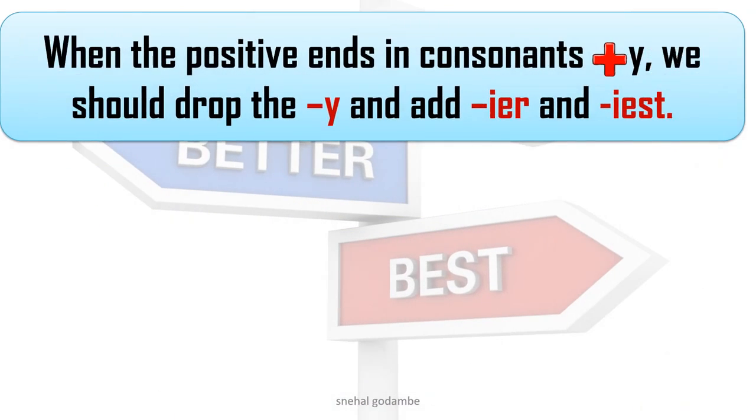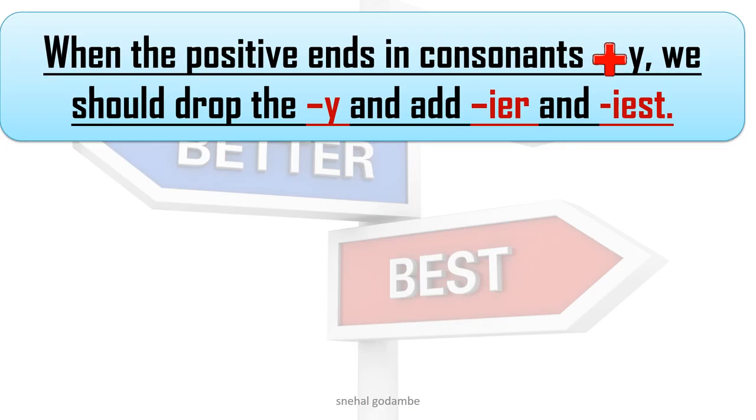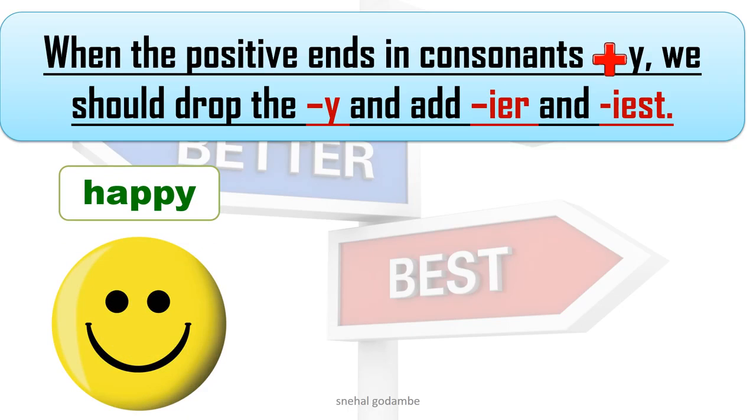Let's learn the next rule. When the positive ends in consonant plus Y, we should drop the Y and add IER and IEST. Suppose at the end of the word it is Y, consonant plus Y. Then we have to drop that Y. For example, see here, happy. Here P is a consonant, not a vowel, and at the end of that word is Y.